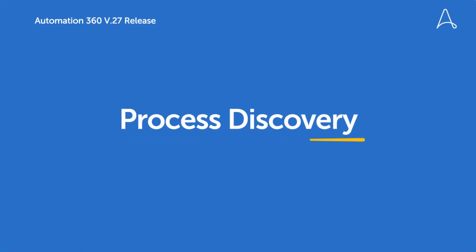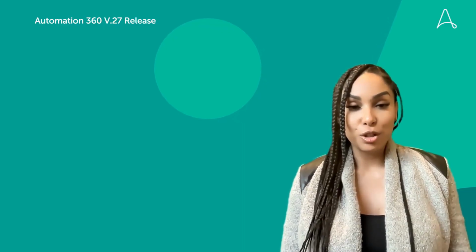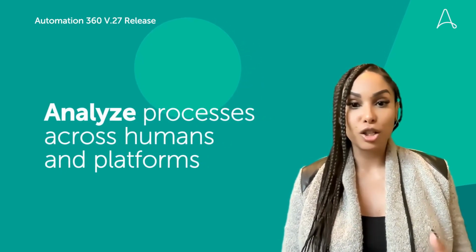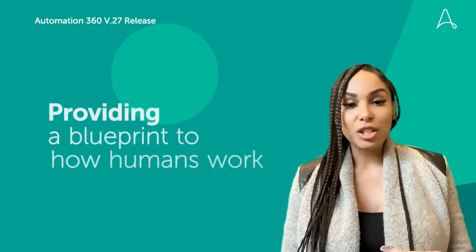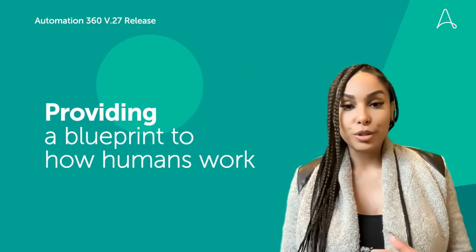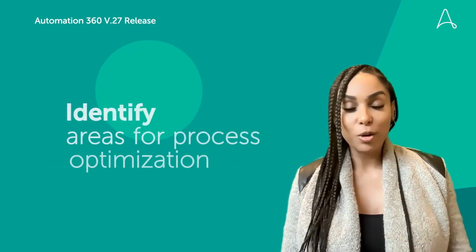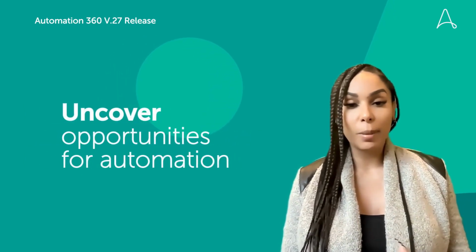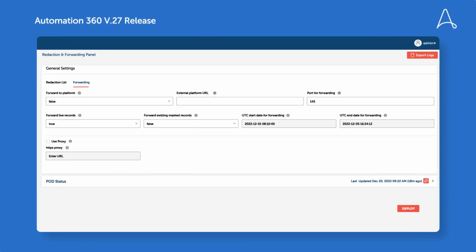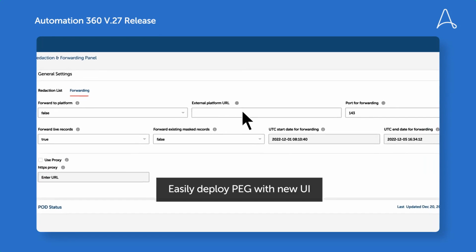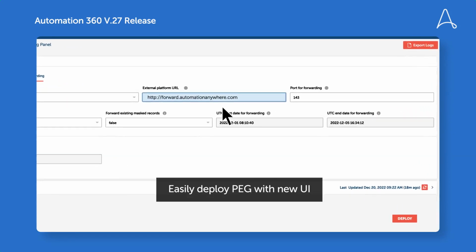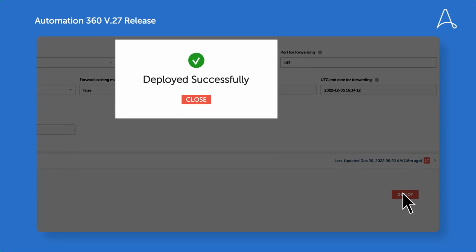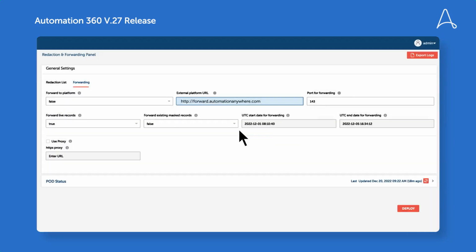And finally, let's touch on what's new in process discovery. So process discovery enables you to analyze processes across humans and platforms, essentially providing a blueprint and allowing you to decode the way humans work, helping you identify areas for process optimization and/or uncover areas for automation opportunities. And in .27, we've launched a new configuration UI, which is going to enable our customers to more easily deploy PEG and support multiple simultaneous sensors. So any of those high-scale data collection use cases.